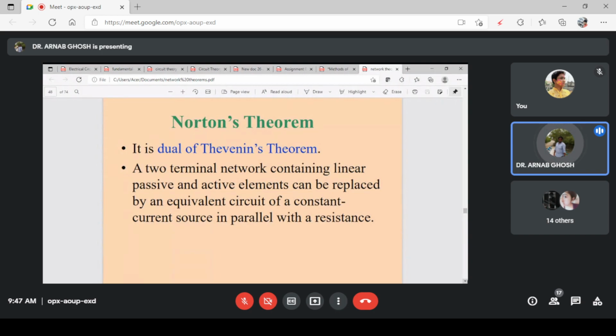Now the second step in case of Thevenin's theorem was, you have to look back into the network from the terminals A and B. So you calculate the equivalent resistance of the entire circuit, leaving out the load resistance from terminals A and B, and this you have to calculate for both Thevenin's theorem as well as Norton's theorem.